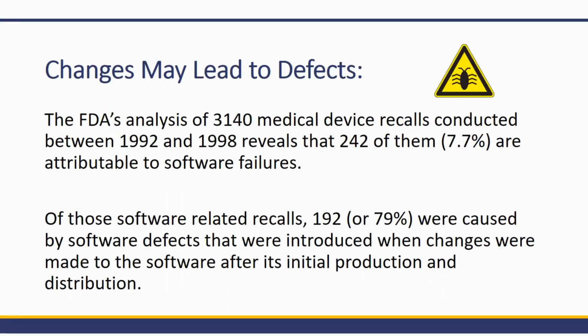Now, changes in software lead to defects, or as some people call them, undocumented features. The FDA looked at 314 medical device recalls between 1992 and 1998, and granted this is old data, but my personal experience is that this is true today. 242 of them were attributable to software failures. And of those, 79% were caused by software defects introduced when changes were made to the software after its initial production and distribution. So there's a good chance that these defects happen later.